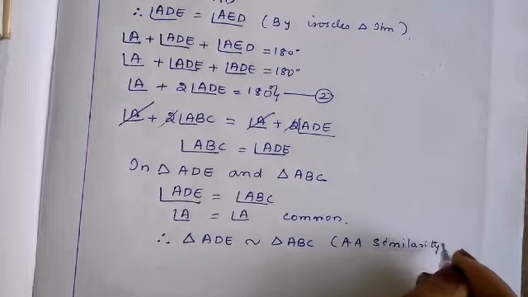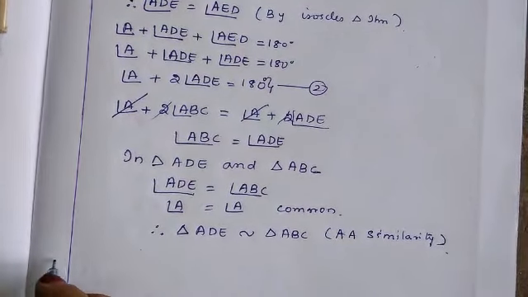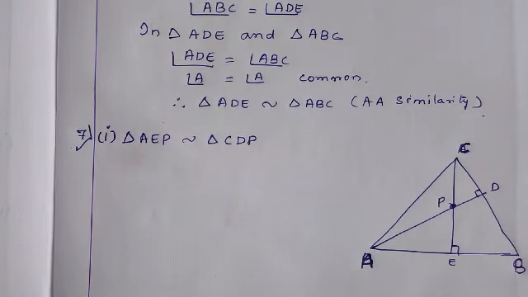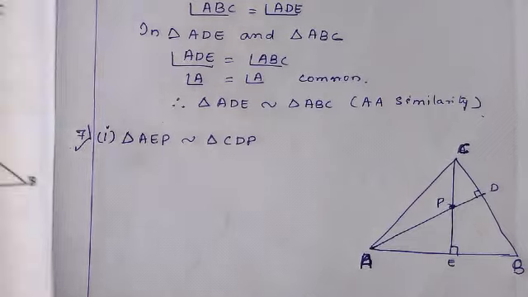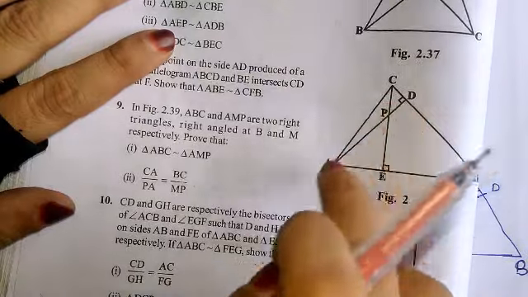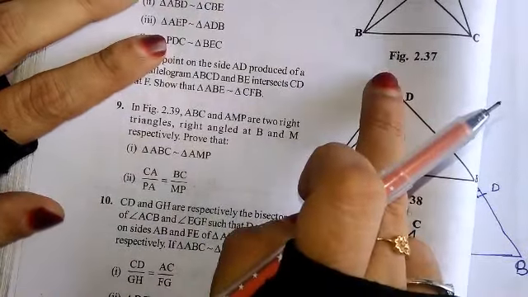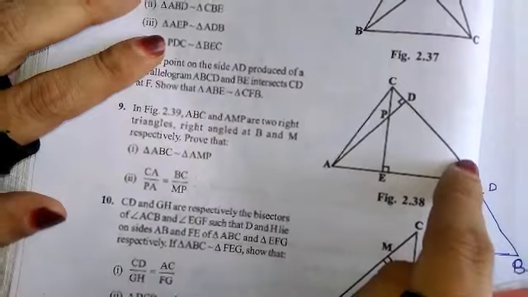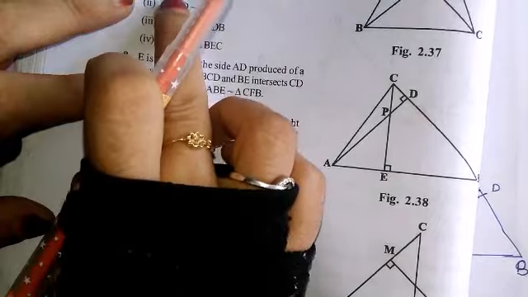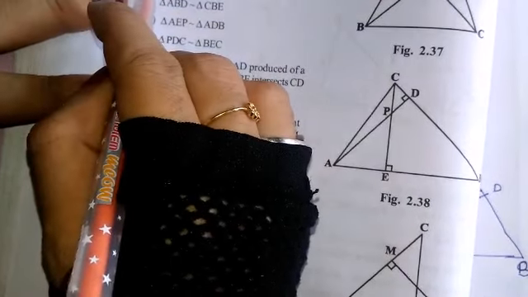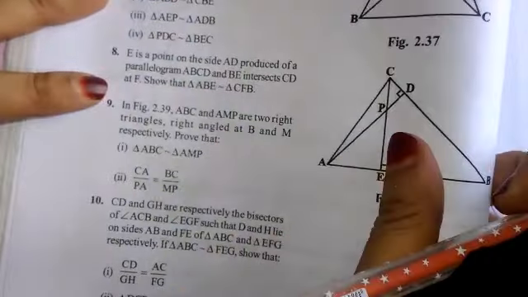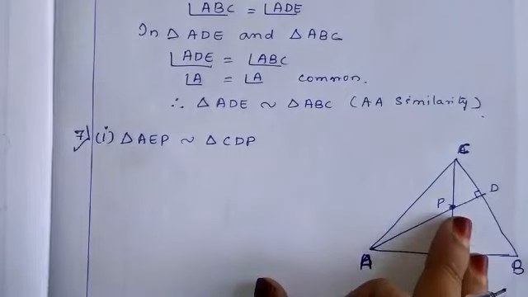This is question number 6. Now, the 7th question. Let us see what the 7th question is. In figure 2.38, altitudes AD and CE of triangle ABC intersect each other at P. Show that, first one, all four are exactly similar. I will do one and you will find it very easy. Okay, first one, what they have told, I have drawn the figure.